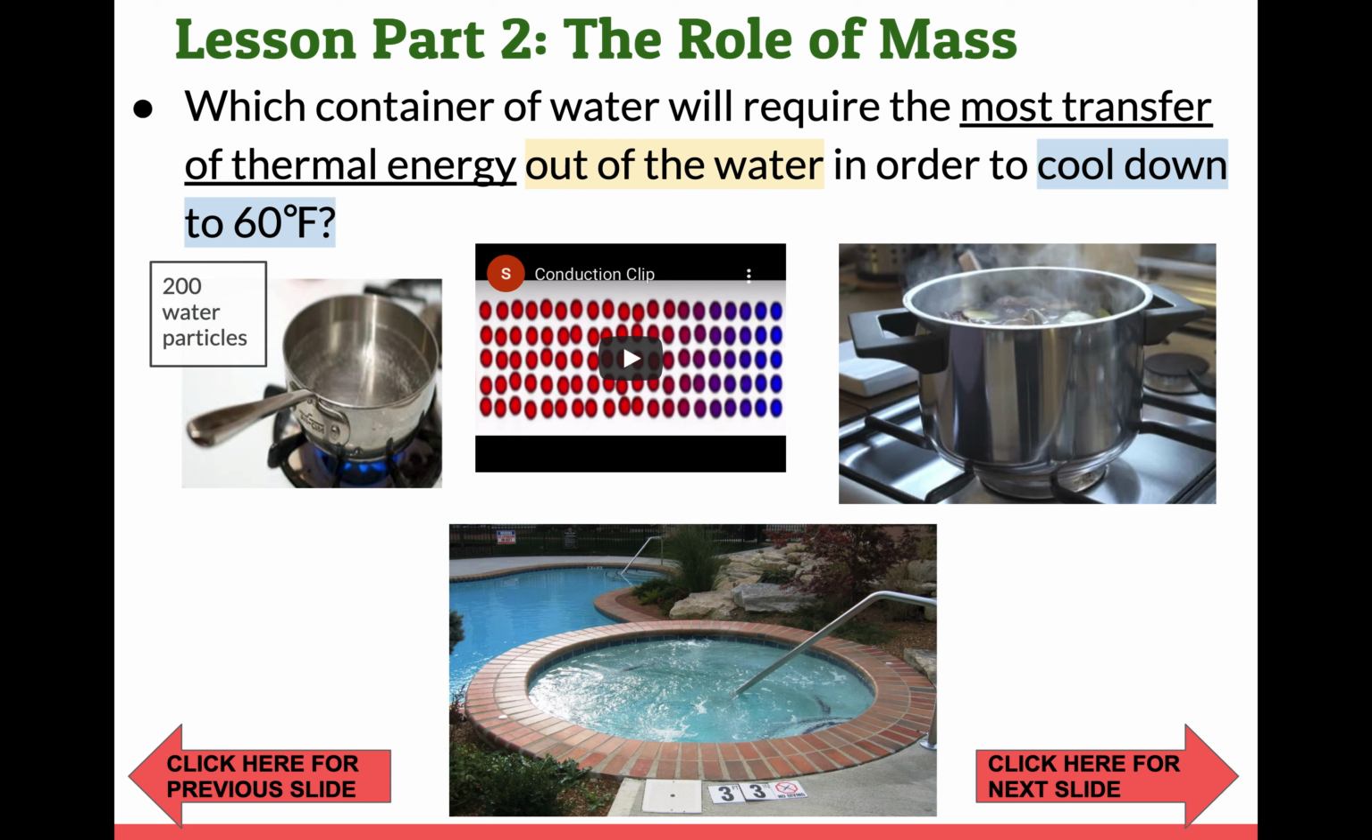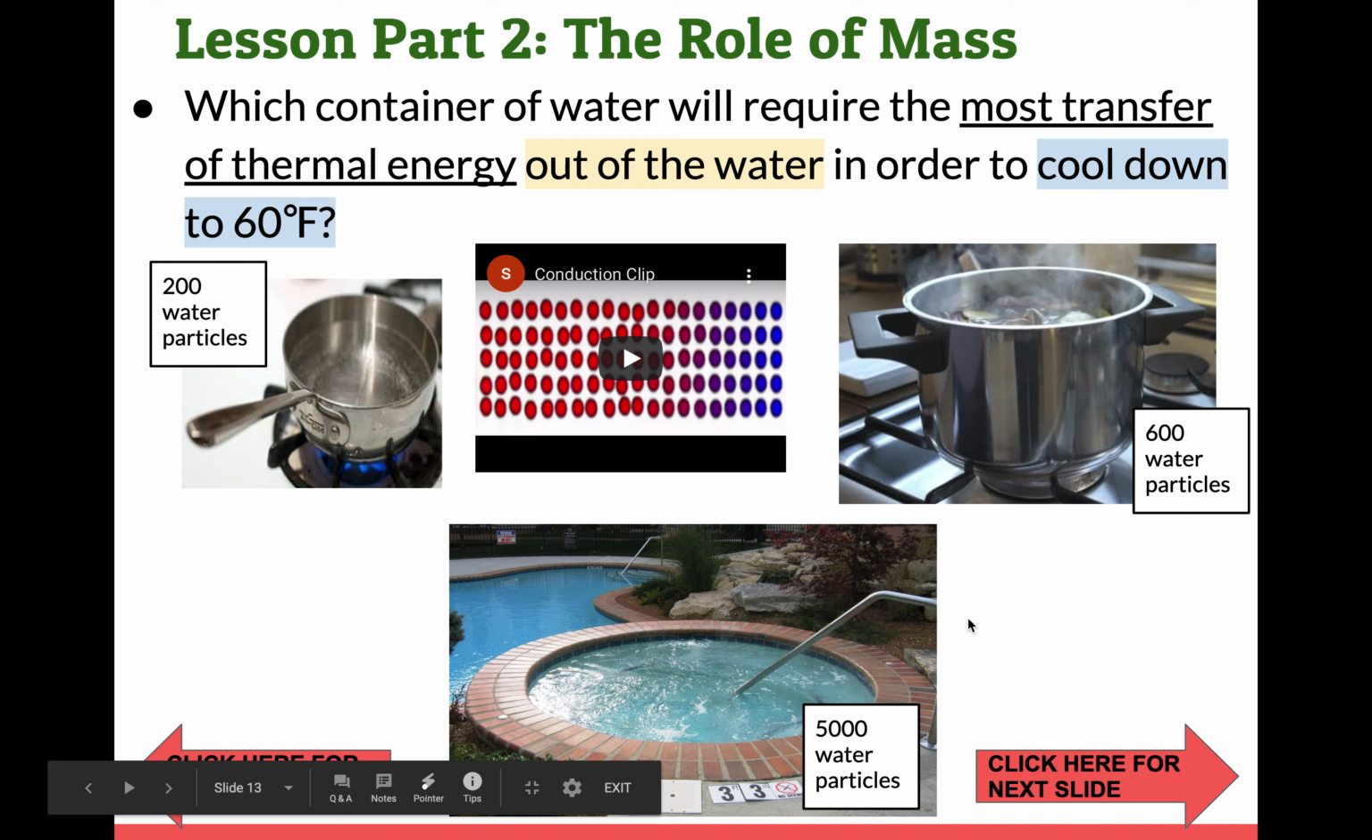So again, the small pot has 200 water particles, the medium one has 600, and the large pool has 5,000 water particles. Now, if you want to cool something down, that means every single fast-moving water particle needs to lose kinetic energy. Every single one of them. So if you have 5,000 water particles, all 5,000 of them have to start to move slower. And imagine how long that's going to take. It requires more thermal energy to leave this huge pool of water for it to cool down.